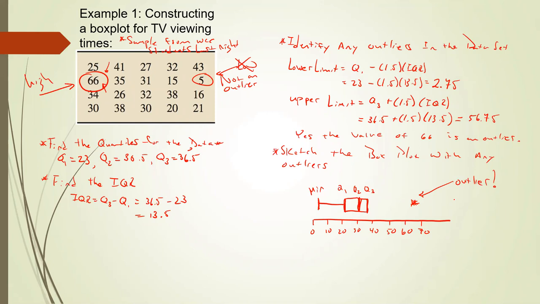Next, you still have to draw the right whisker here. So looking at your data set, what is the next highest value below 66? Is it 43? That's the next highest value? Yeah, I don't think I see any others. So you draw the whisker out to the number 43. And this is your max value that's not an outlier, like this.